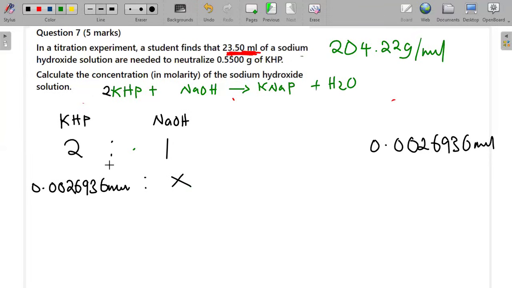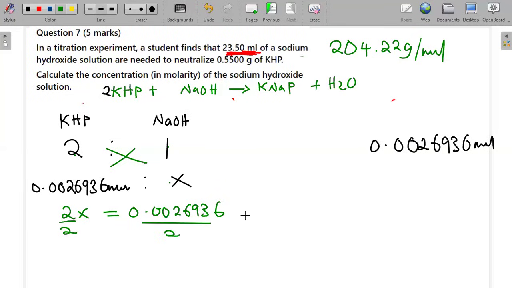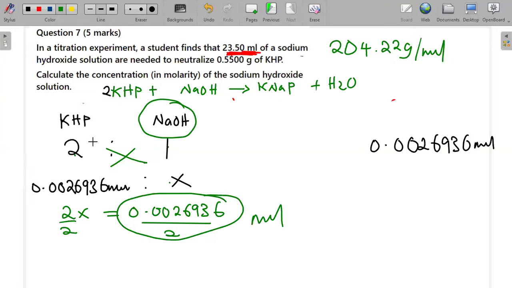Then you are going to cross multiply these two. So 2 multiplied by x, I get 2x. This multiplied by 1, I get the same thing. Then you divide by 2, divide by 2. Whatever answer you get here will be the moles for the what? For the sodium hydroxide. So that's how we would handle a ratio which is 2 to 1 or 1 to 2. You would do a similar thing here. Is that clear? Yes, sir.